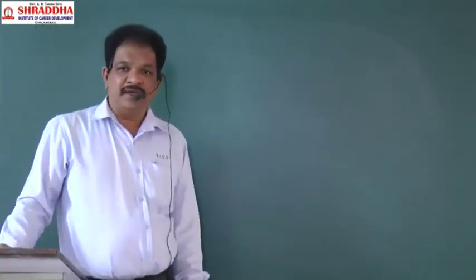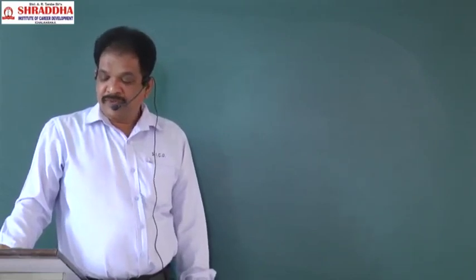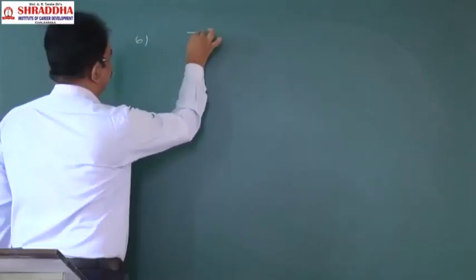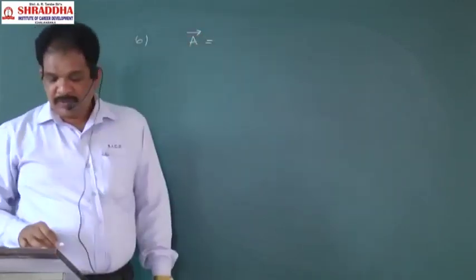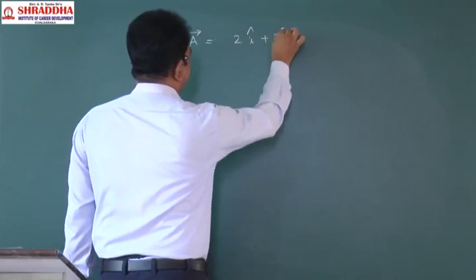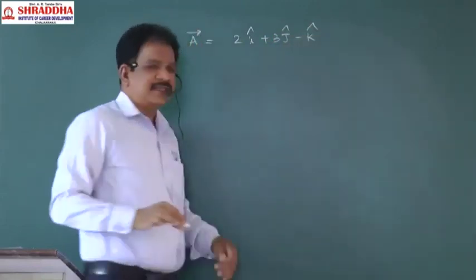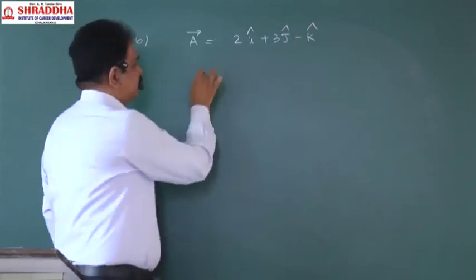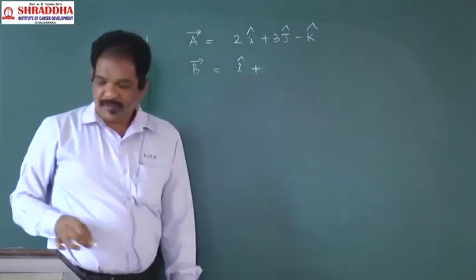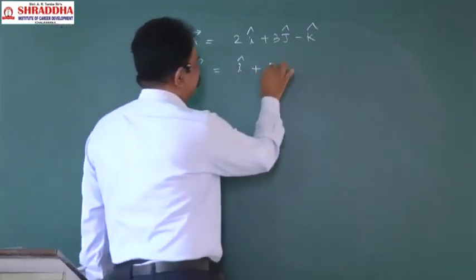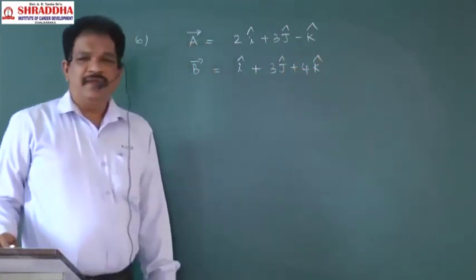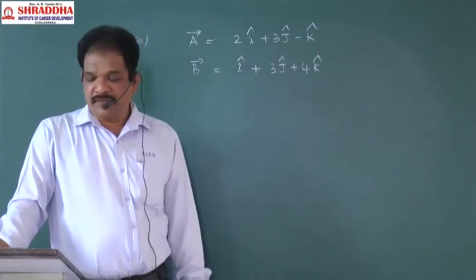A bar, B bar are the two vectors. Projection of A bar on B bar. A bar is one vector: 2i cap plus 3j cap minus k cap. B bar is equal to i cap plus 3j cap plus 4k cap. A bar, B bar are the two vectors.